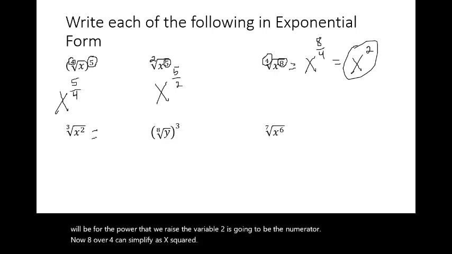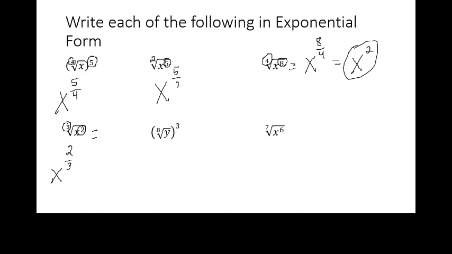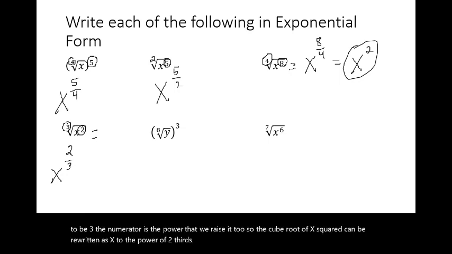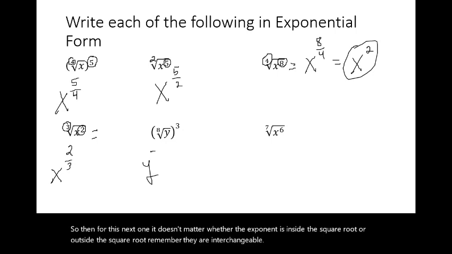Then for this next one, the denominator is going to be your index, so your denominator is going to be 3. The numerator is the power that we raise it to, so the cube root of x squared can be rewritten as x to the power of 2/3. So then for this next one, it doesn't matter whether the exponent is inside the square root or outside the square root. Remember, they are interchangeable. So the index is going to be my denominator, so my denominator is going to be 8. The power that it's raised to is going to be the numerator. So this can be rewritten as y to the power of 3/8.